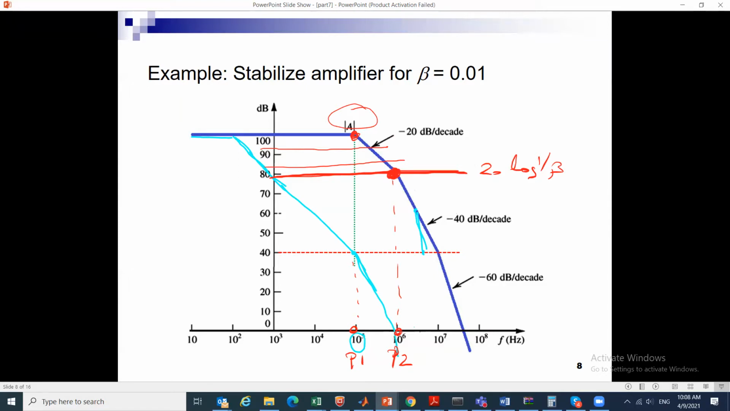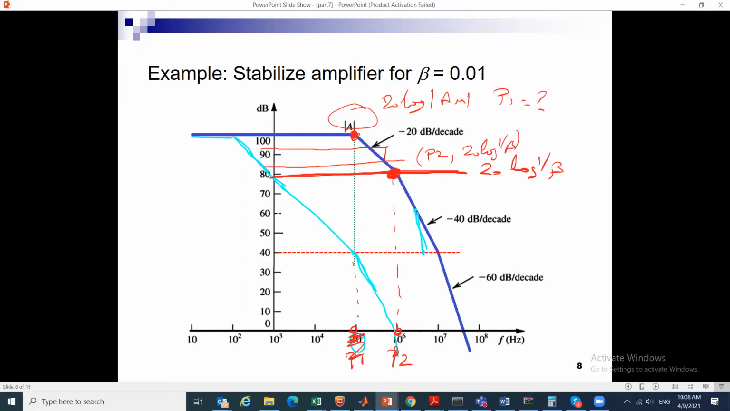So, if somebody gave you P2 and the value of 20 log 1 over beta, and it intersects at that value, and we gave you the slope and the 20 log AM, would you be able to solve for P1? If I didn't give it to you, assume you don't have it, but you have P2.